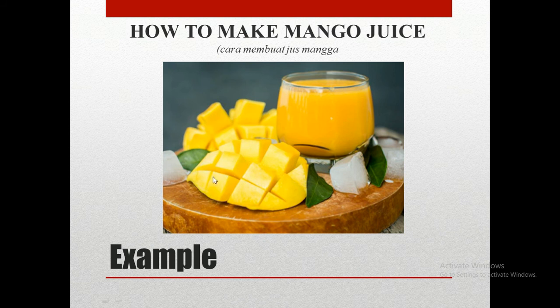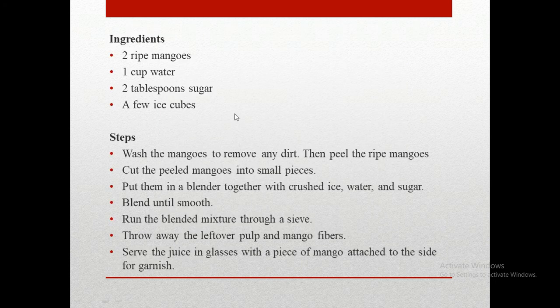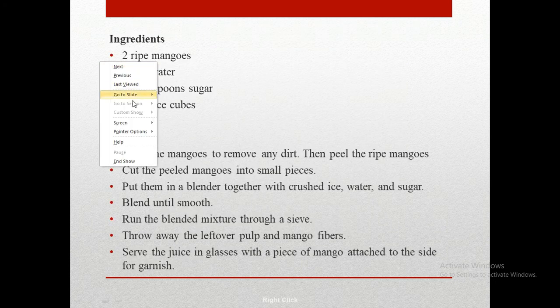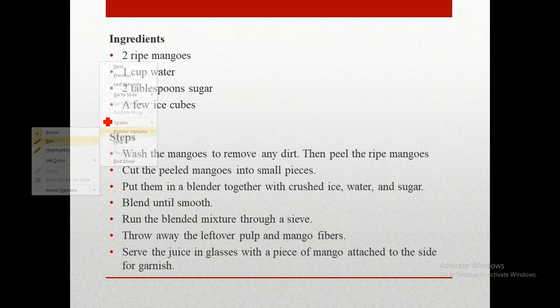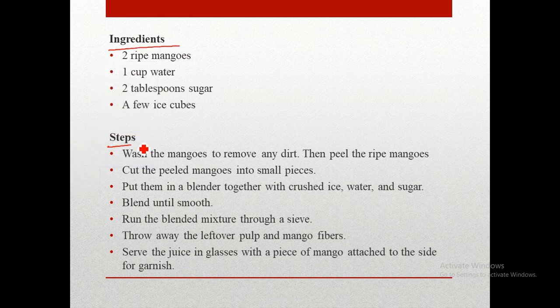here is the example of how to make mango juice. This is the example of the procedure text. Cara membuat jus mangga. Let me continue. We have the ingredients. Okay. We have the steps. And which one is the aim or the goal? The title. We can go back to the title, or I can write this in here.